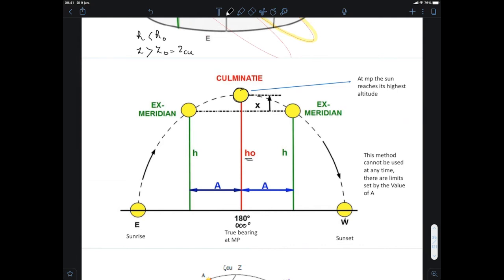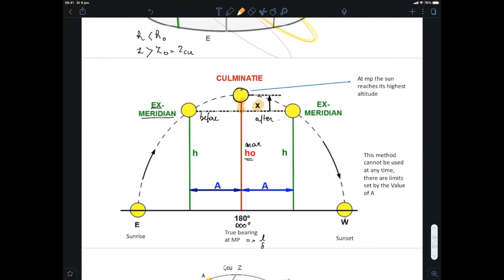So we know that at the moment of culmination, we are at a maximum altitude and our bearing will be, at meridian passage, north or south, depending on our latitude and our declination, as we learned earlier. So if we do an observation ex-meridian, when the sun is not really on the local meridian, just before or after meridian passage, we need to apply a correction to the altitude. The correction that we talk about is x, and that is this one there, okay?